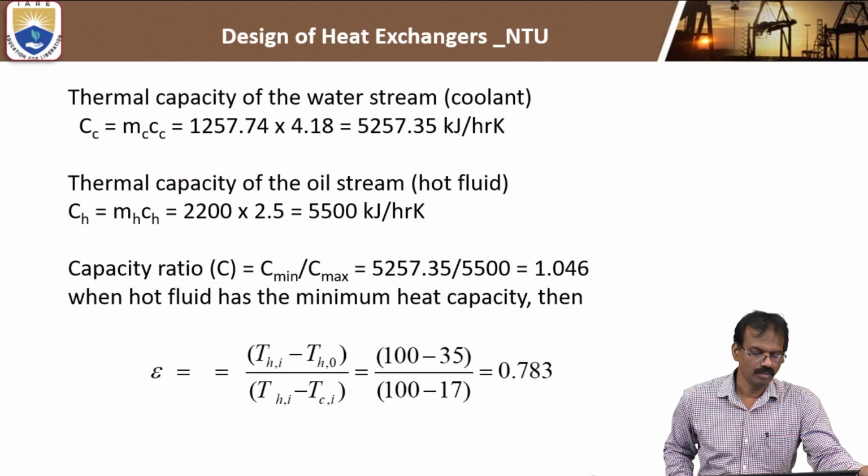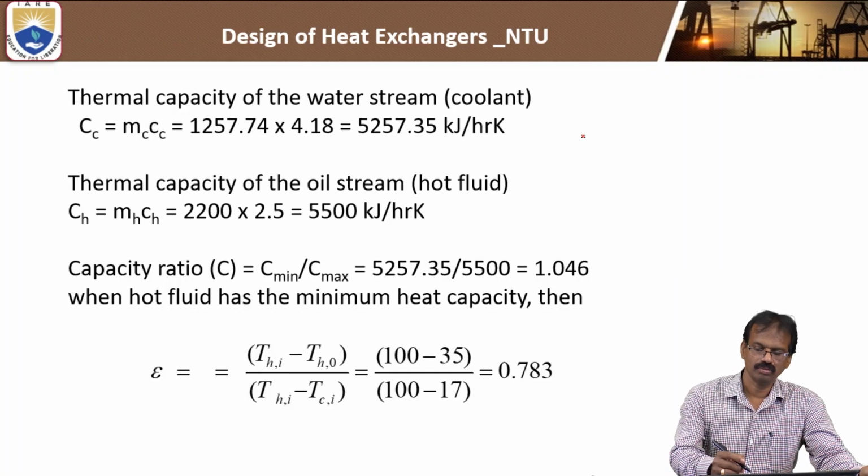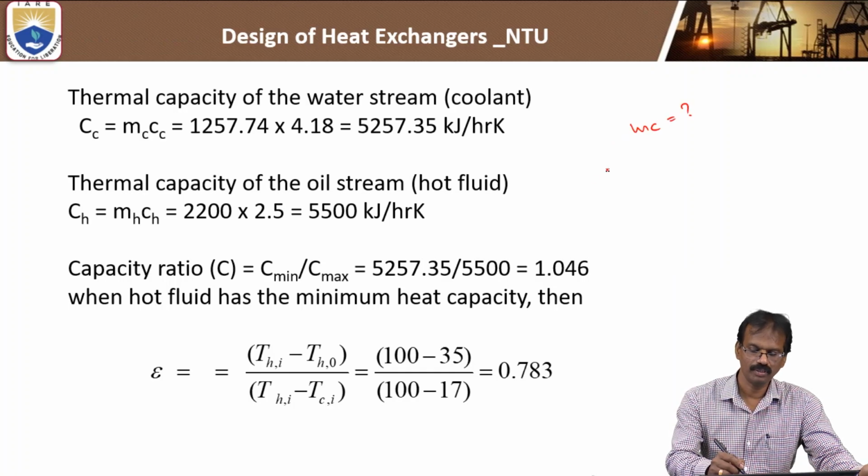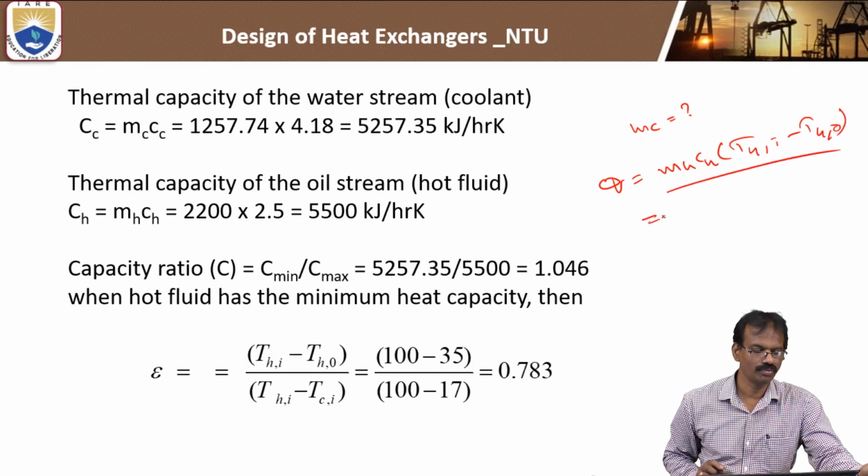Then we have to find out the effectiveness. One was completed according to the numerical. That one is the MC, the mass flow rate of the cold fluid, computed. Next you have to find out Q. Q is equal to MH CH into (THI minus THO). So all the values are given, and you can find out the Q value also.